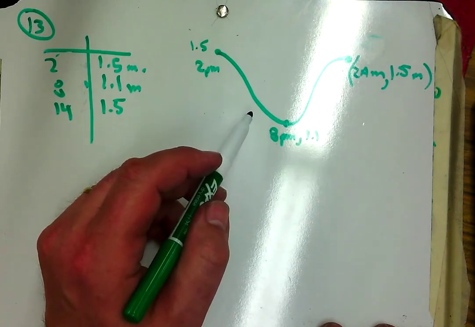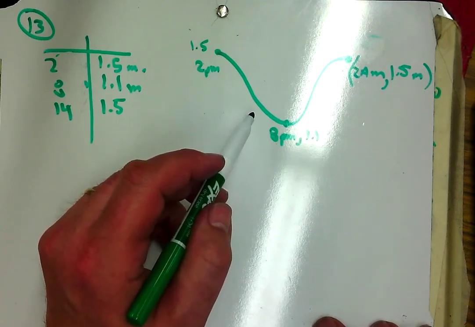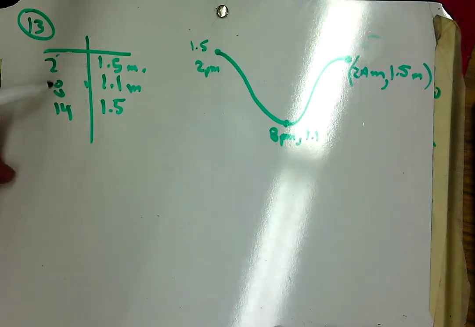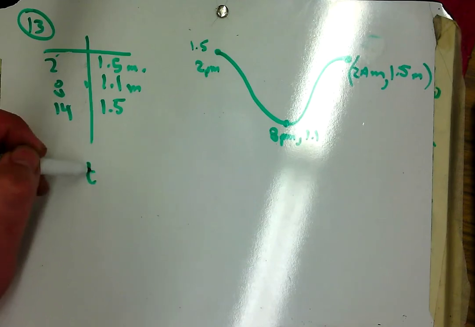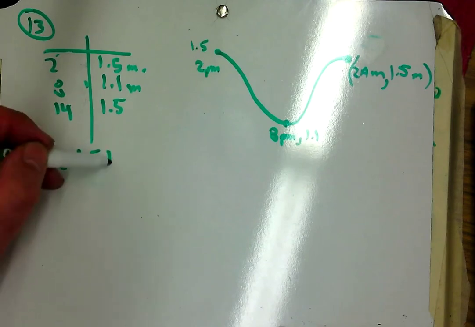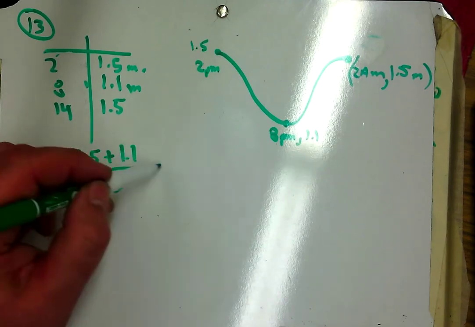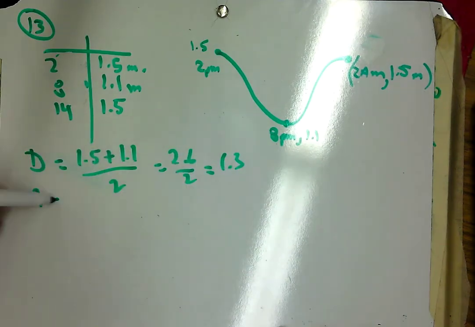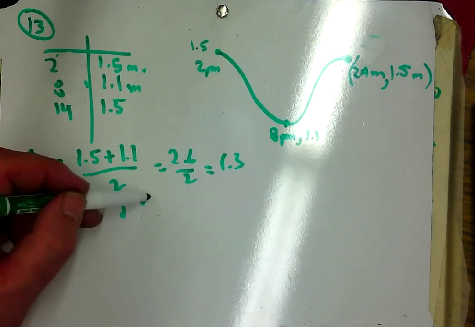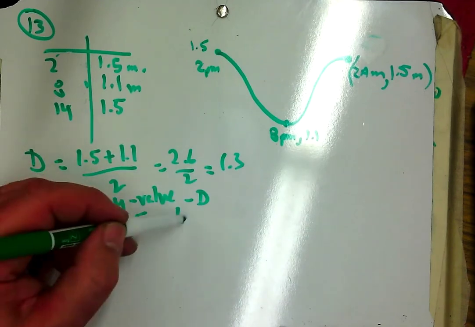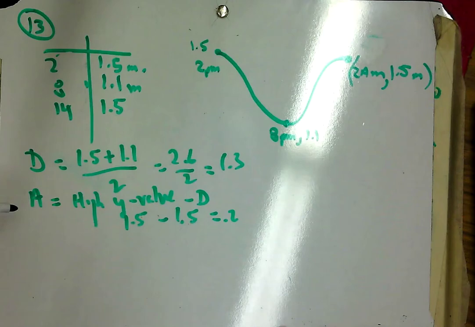And we want to derive an expression for the depth of the water in terms of the number of hours since March 19th. Great. So we're going to say D equals the average of the high and low y values, 2.6 over 2 is 1.3. We know that A is equal to the high y value minus D. So 1.5 minus 1.3, 0.2.